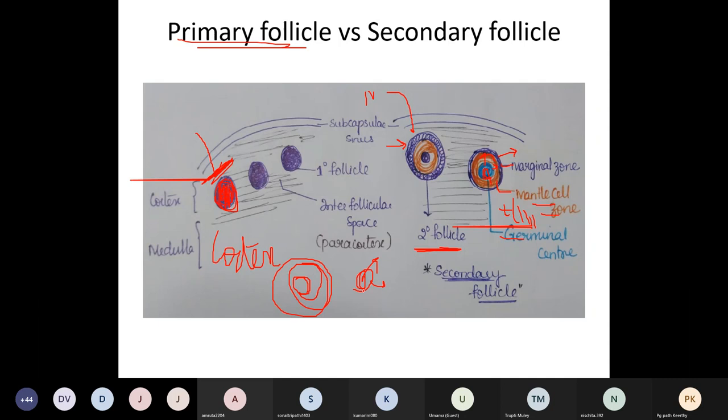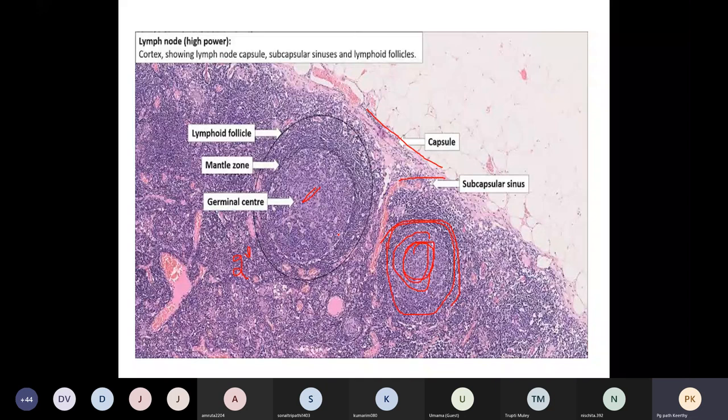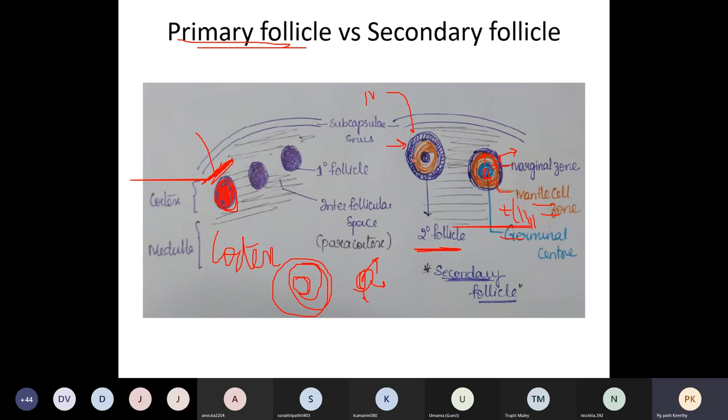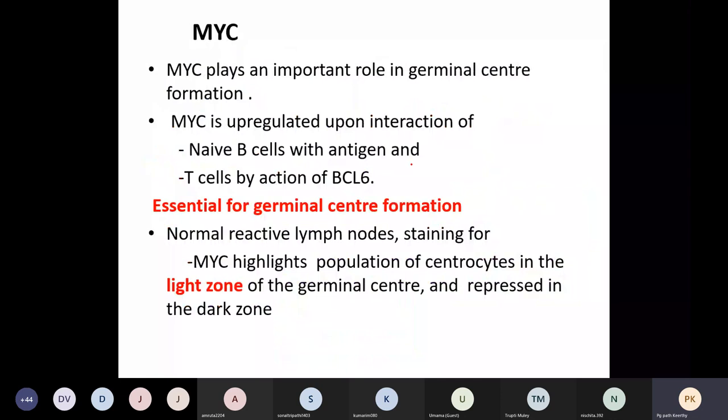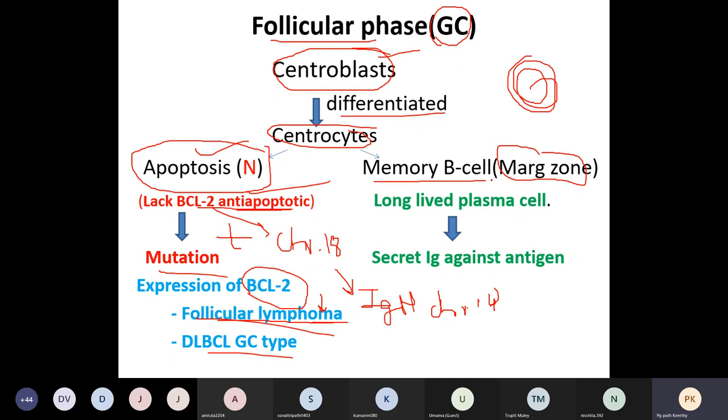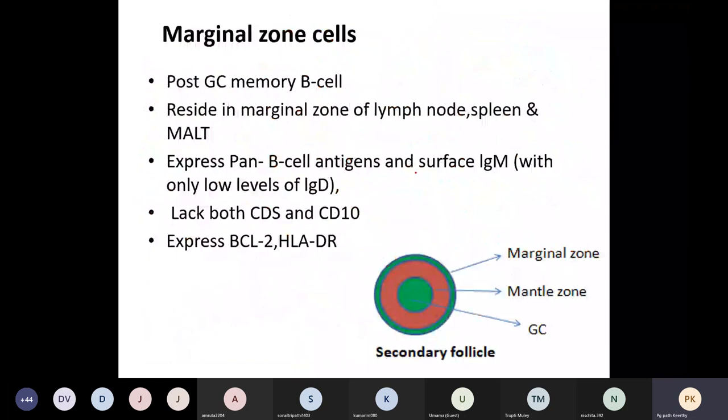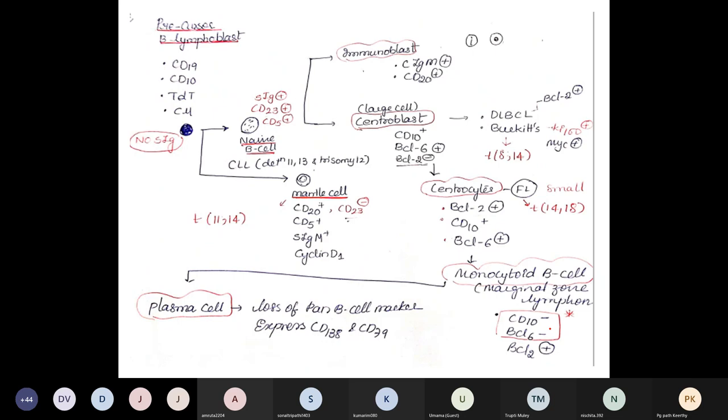Got it? Then one more fate is that it can become your memory cells. They will go and migrate to your marginal zone, right? And if they went there and are normal, good. But if they acquire a mutation, they become marginal zone lymphomas. If those cells which went to your marginal zone acquire a mutation, they become marginal zone lymphomas. So what mutation are they acquiring? Let me check one minute. There is no such translocation here. We'll see one more time.